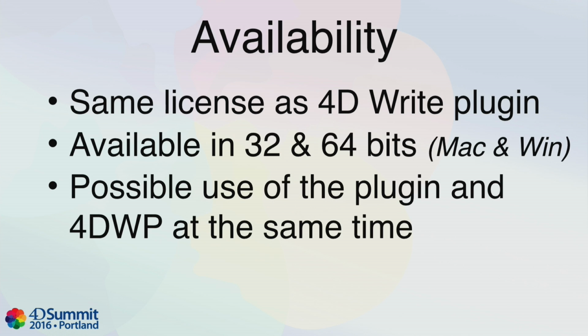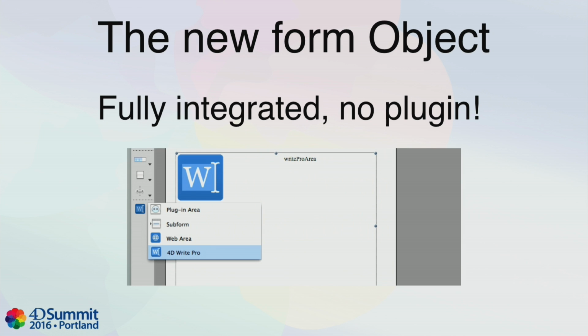4D Write Pro is using the same license as 4D Write plugin, as I told you this morning. It's available in 32 and 64-bit versions on Mac and Windows, of course. It's possible to use the plugin and 4D Write Pro simultaneously in the same application, as I told you this morning. So 4D Write Pro is a new form object. So it's fully integrated. You don't need any more plugin. You can grab the 4D Write Pro area straight from the form editor now.